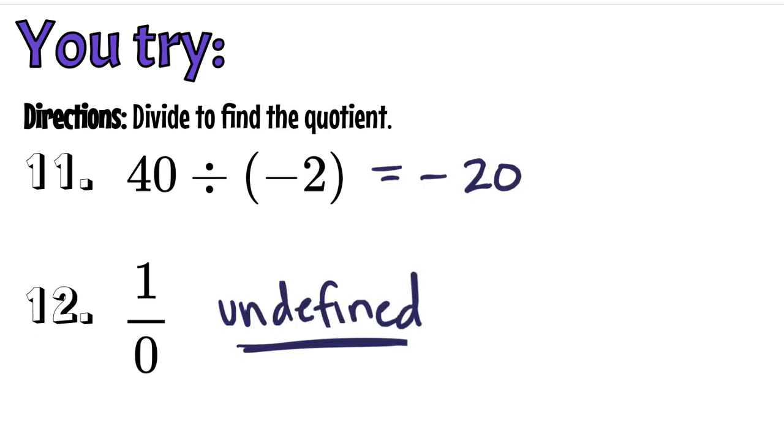Hopefully you paused the video and you saw that number 11 is 40 divided by negative 2, which equals negative 20. And number 12, 1 divided by 0. Remember, we can't divide by 0. I can't divide 1 into 0 equal groups. Therefore, our quotient is undefined.